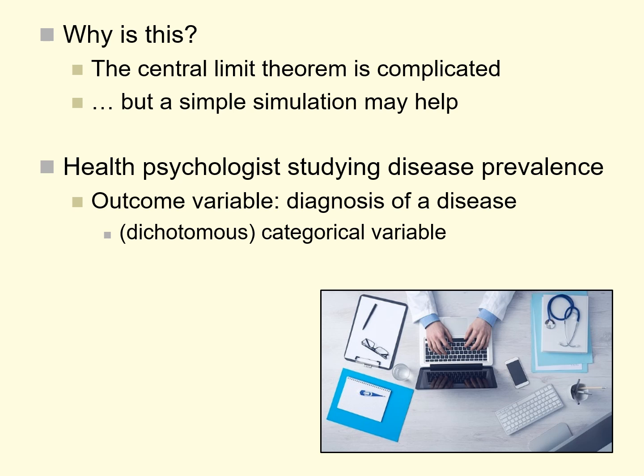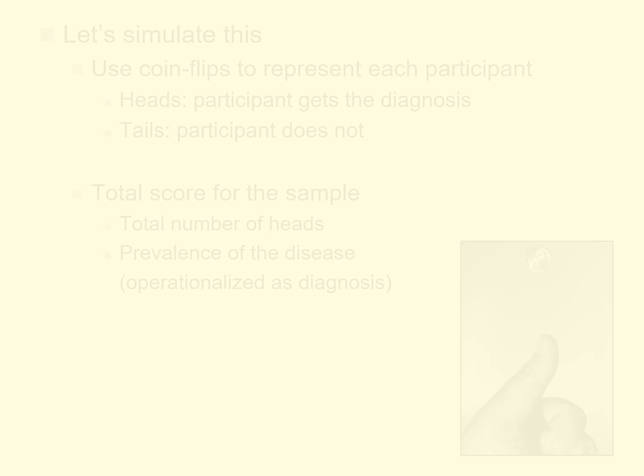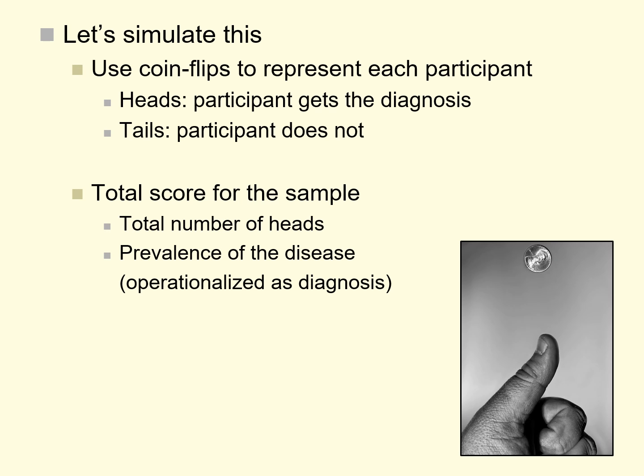Now, I said we wanted to simulate this. Let's simulate this study by using coin flips. So imagine just flipping a coin, or don't imagine it, even just do it yourself right now. We're going to use coin flips to represent each participant in the study. So if we flip a coin for one participant, and if it comes up heads, then we imagine that participant actually has the diagnosis that we're interested in. And if it comes up tails, the person doesn't have the diagnosis for that disorder.